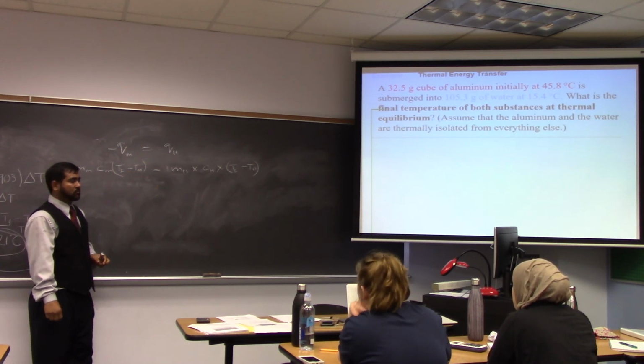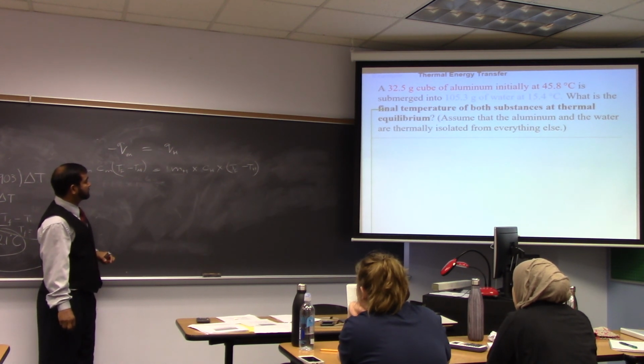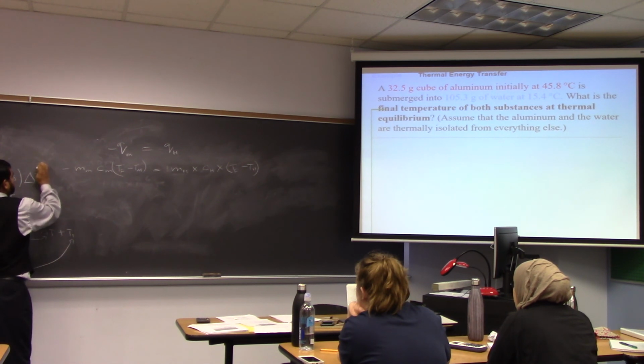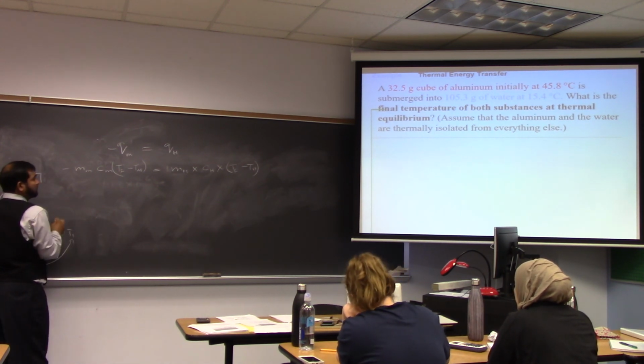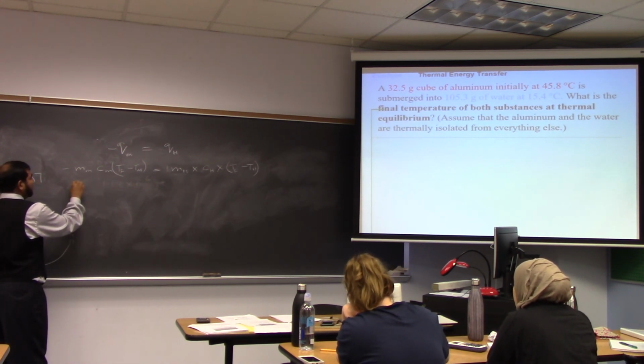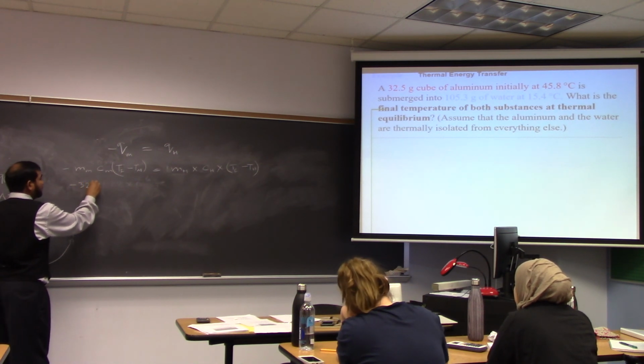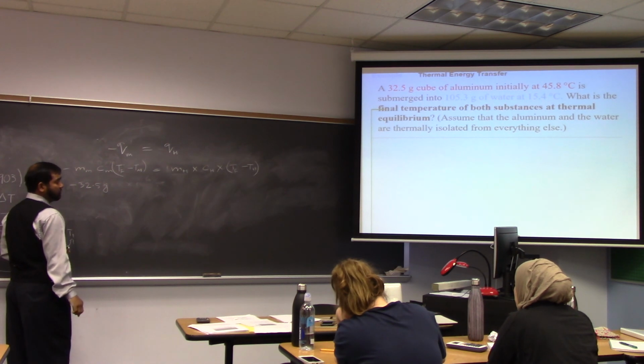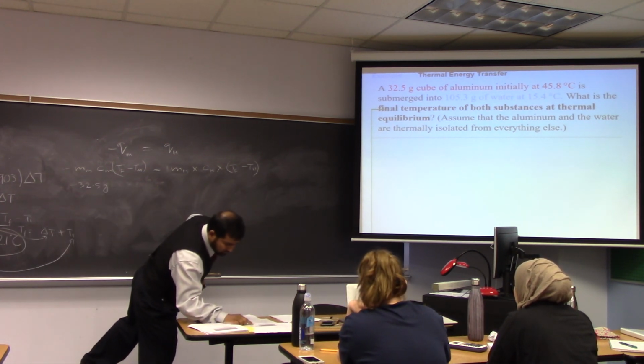We forgot the negative. We forgot the negative side. Oh, negative sign, yes. And then let's put in the values. So the cube is 32.5 gram, and for the aluminum, the specific heat capacity is 0.9.